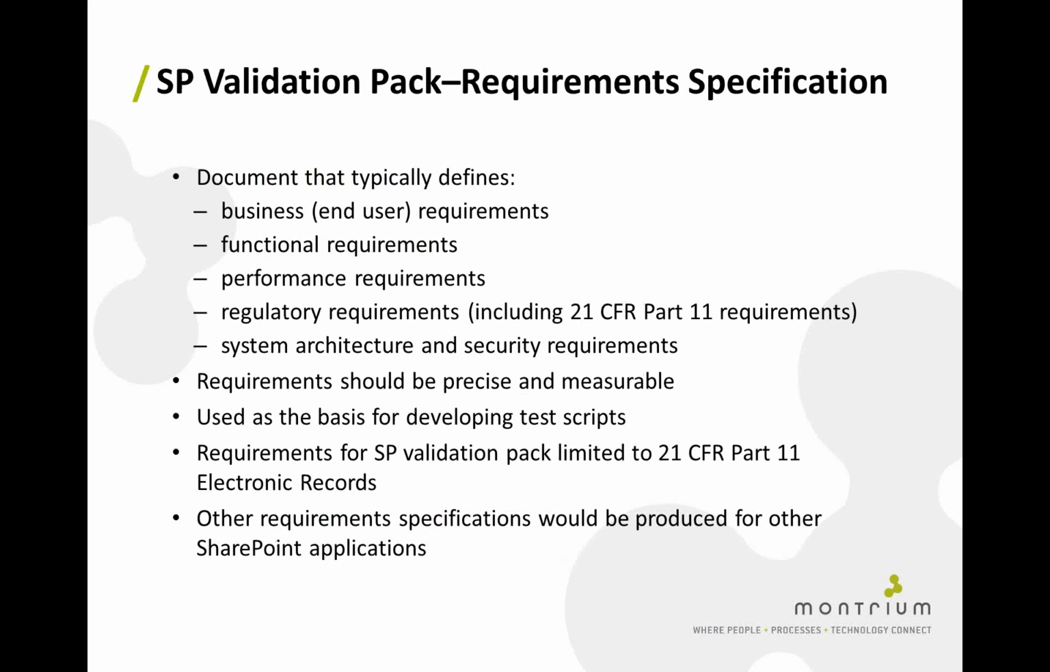So once we have our validation plan in place and it's approved, the next document that we need is a requirement specification. And the requirement specification typically defines all of our business requirements, so our user requirements, our functional requirements for the system, any performance requirements, regulatory requirements, of course, and then system architecture and security requirements. And all of these can be put into one requirements document, or it could be several. It's really up to you, and it depends on your SOP as well.